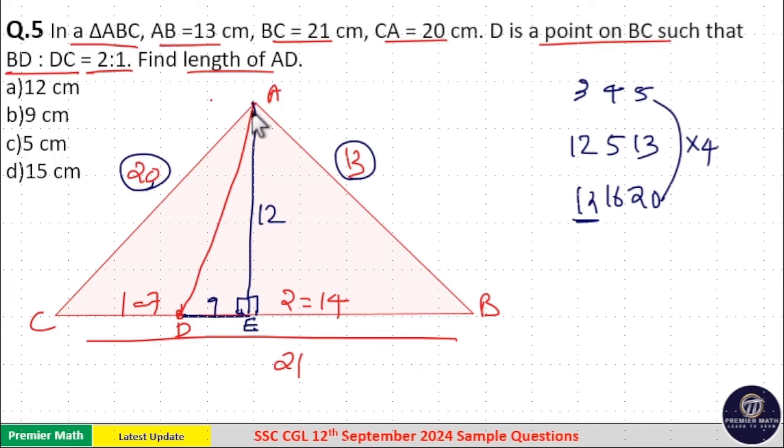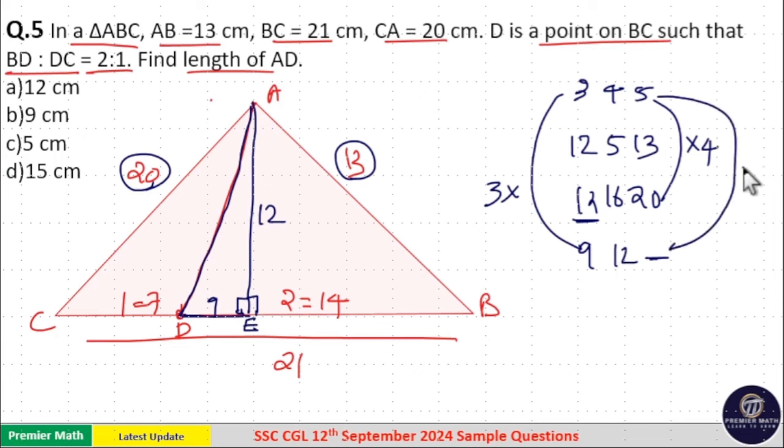If DE is 9, from this right angle triangle, we can find AD value. That is 12 and 9. Here 9 and 12, and hypotenuse is 3 into 3 is 9, 4 into 3 is 12, then 5 into 3 is 15. So here AD is equal to 15. Option D is your answer.